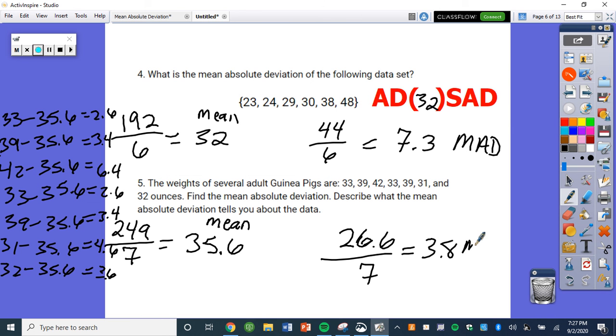So that's our mean absolute deviation. And what does that tell you? Well, that tells you that every guinea pig's weight is either 3.8 ounces lower than our 35.6 or higher than our 35.6. So that's the distance. This is the distance between the mean and the data points. That's what this mean absolute deviation tells you about our data here.